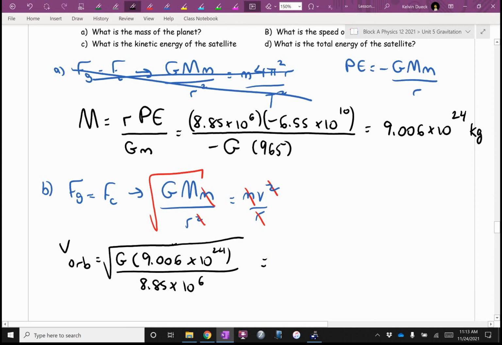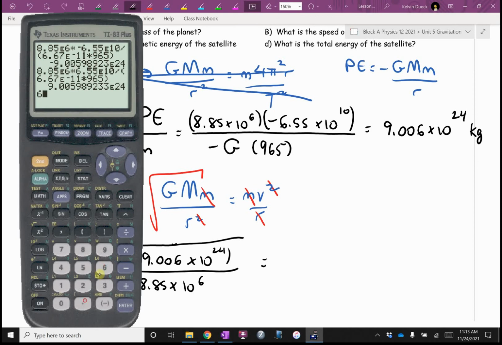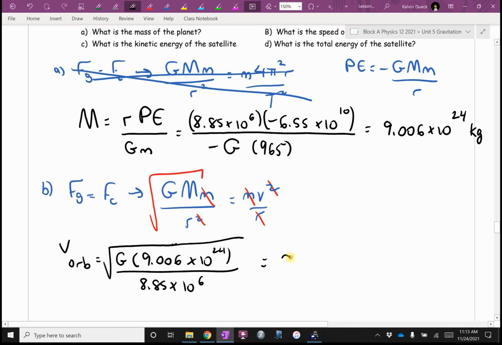Because this is roughly Earth mass, I'm probably expecting an answer similar to orbiting the Earth. I'm going to bet that you're going to get something in the thousands. But I don't know. Let's find out. Big G, 6.67 times 10 to the negative 11, times answer button, divided by 8.85 times 10 to the 6th, square root, answer button. Yeah, there you go. 8,240 meters per second. I hope.